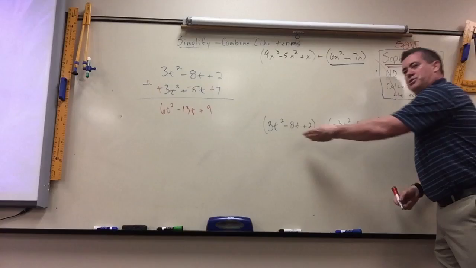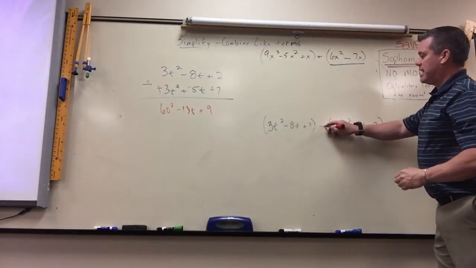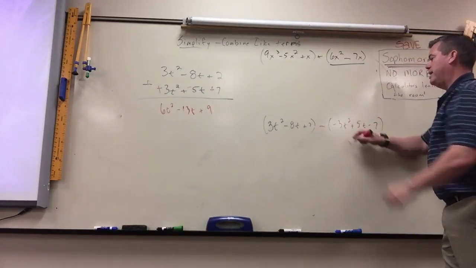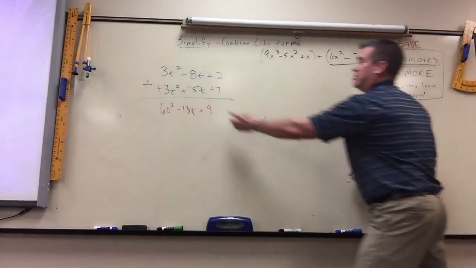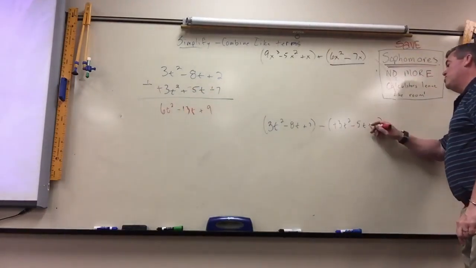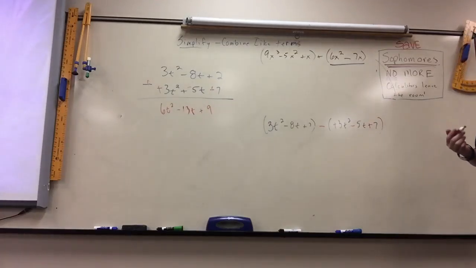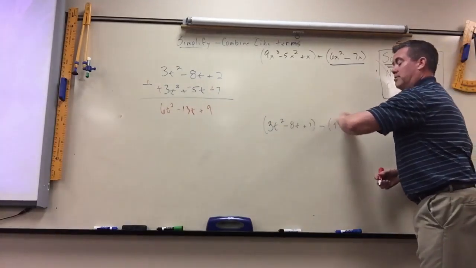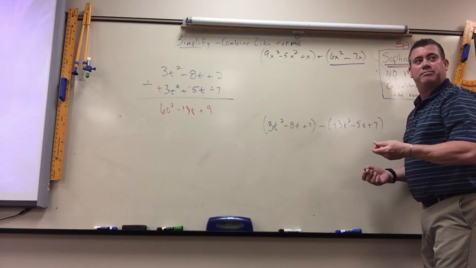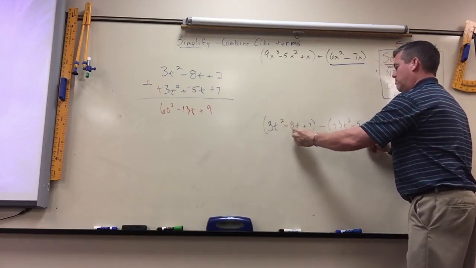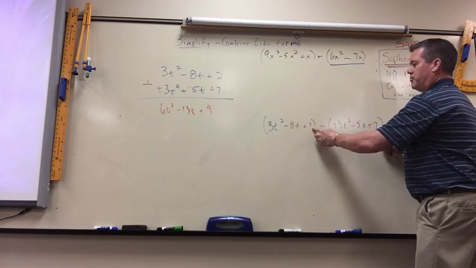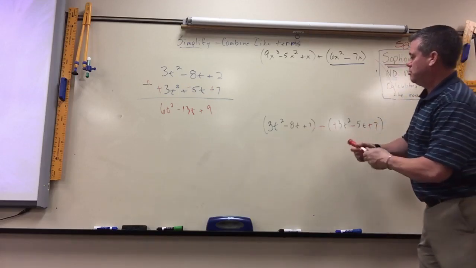So again, what you could have just did is, since it's a negative here, that just means change all the signs. This changes to positive, this changes to negative, and this changes to positive. And then you just combine them. Okay? So you get the same answer. 6t squared minus 13t. This is a 2 plus 9.